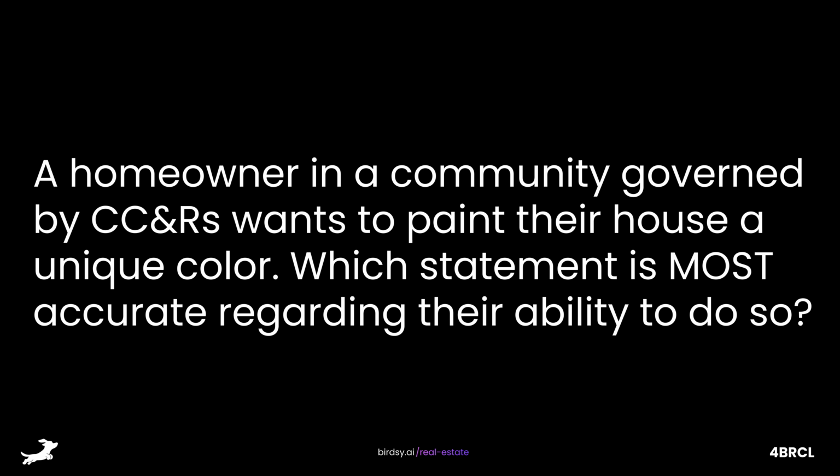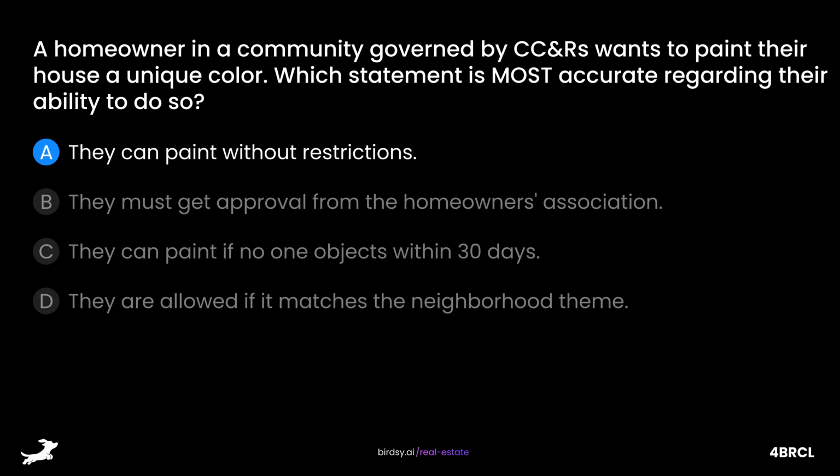A homeowner in a community governed by CC&Rs wants to paint their house a unique color. Which statement is most accurate regarding their ability to do so? Is it A, they can paint without restrictions, B, they must get approval from the homeowners association, C, they can paint if no one objects within 30 days, or D, they are allowed if it matches the neighborhood theme?